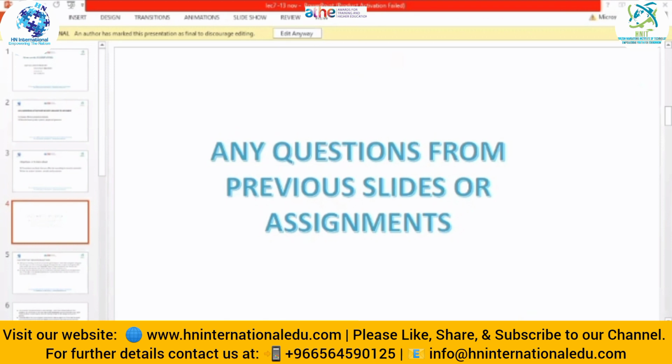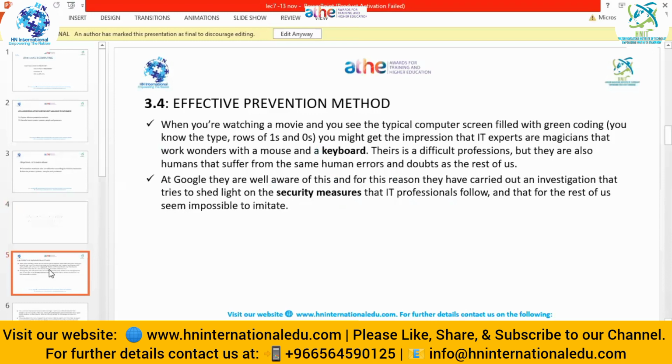Okay. So now I will start with the lecture. First of all, there is effective prevention method. What does it mean by effective prevention method? Preventing breach of data. Yes, preventing your data from being leaked, or someone hacking your computer or your system, or stealing your personal information.